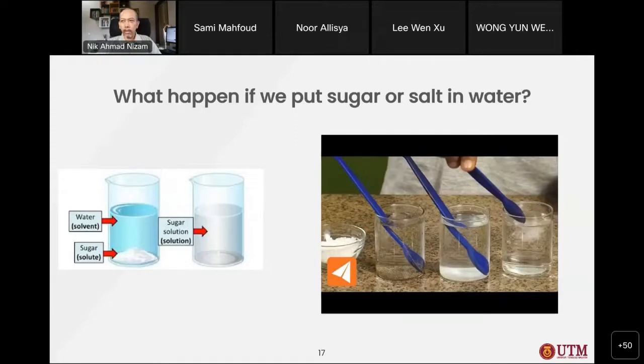But maybe some of the physical properties are different. From solid, it becomes liquid. So that's a physical property. The molecules are still the same, but maybe the macro environment of the molecules is a little bit different between the solid and the solution.